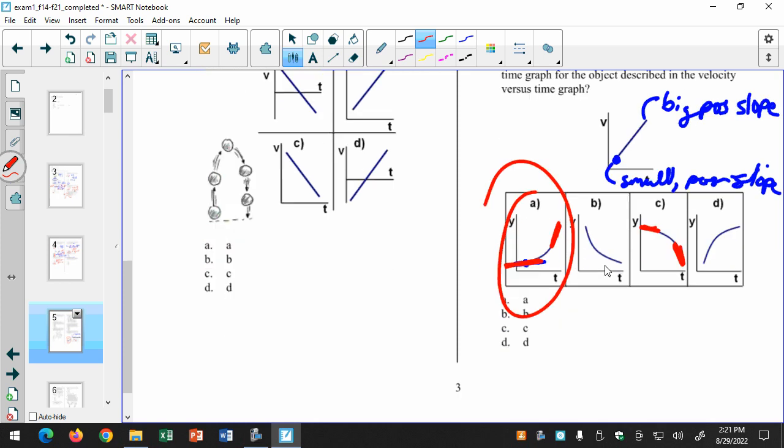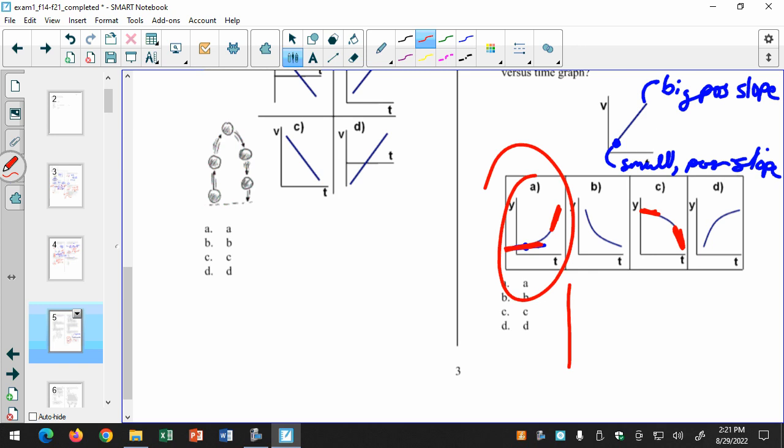Let's practice drawing the V versus T graph, say, for B. What would the V versus T graph look like for this? Well, it starts out with a big negative slope. That means that the velocity is going to be big, but in the negative quadrant. That means the velocity is going to be right here. See how it's big but negative? And then it gets small but still negative. So for B, that graph is going to look like that.